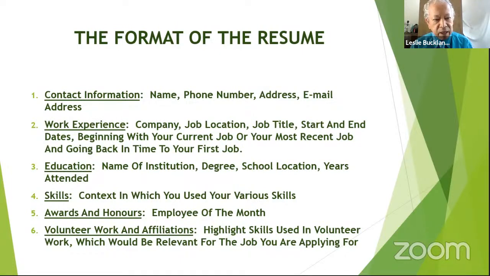Number 5 is awards and honors. Did you get any special award and honor during the time you were working at this or that job? For example, were you ever Employee of the Month at a certain job? That is, you were outstanding. You were better than all the other employees for that particular month, that you were given a certificate, Employee of the Month, for example. So do you have any awards and honors? Then put that in that section.